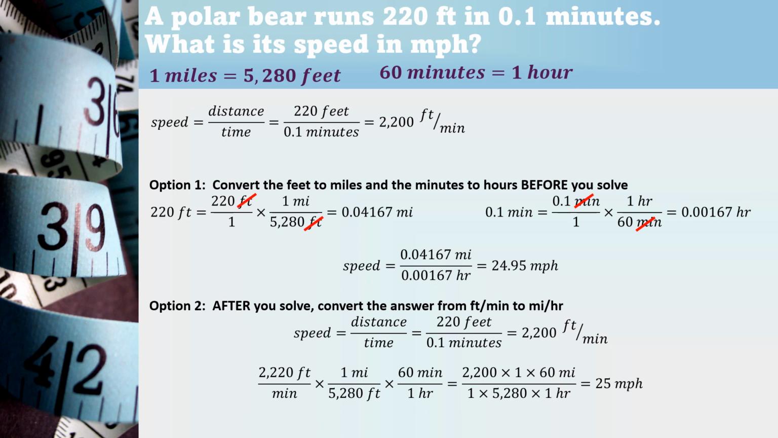So we have 2,200 feet per minute as our speed, and we set up 1 mile over 5,280 feet to convert from feet to miles. Then we set up 60 minutes over 1 hour. That will cancel our minutes and convert from minutes to hours. And if you do all the math, you end up with 25 miles per hour. You'll notice there's a little bit of a difference due to rounding. In the first problem, I cut it off after a few decimal places, but it is essentially the same answer.